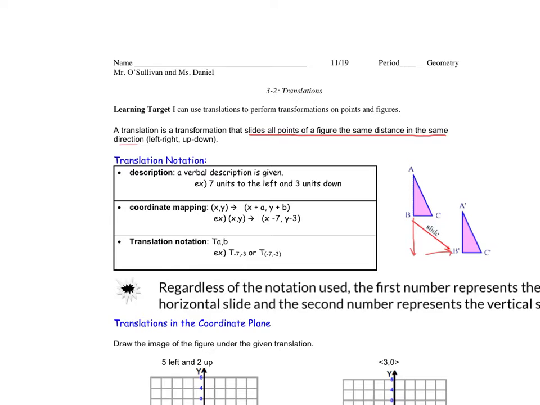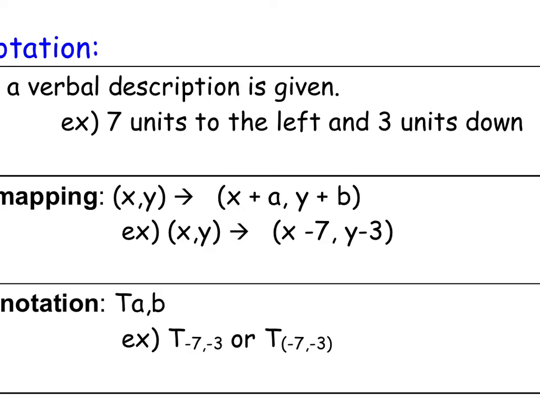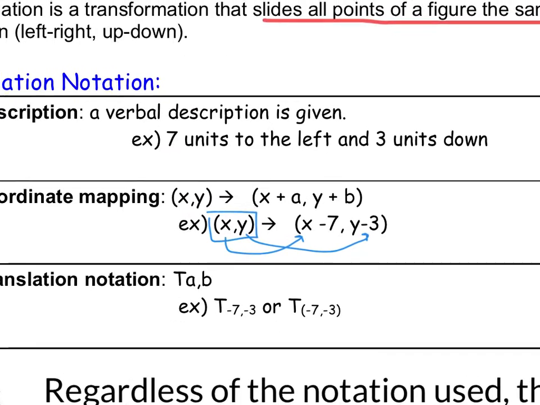I could also give you a coordinate mapping and say, please move this object -7, -3. But what exactly does that -7, -3 mean? Basically, you're going to be given your ordered pair right here, and I'm telling you, start with your x value and take away 7, and then take your y value and subtract 3. That's going to be your new transformed point.